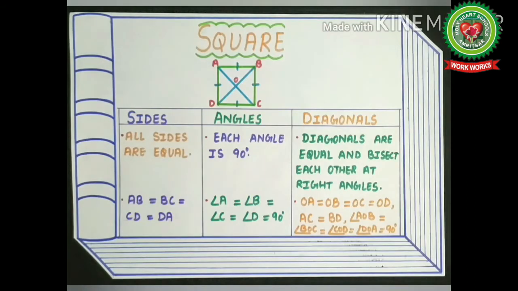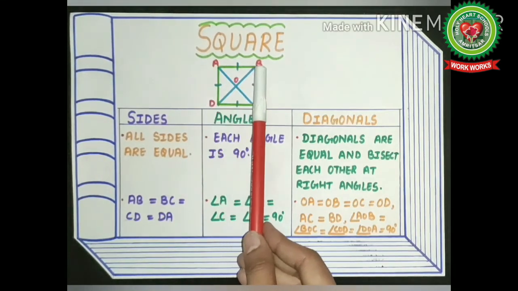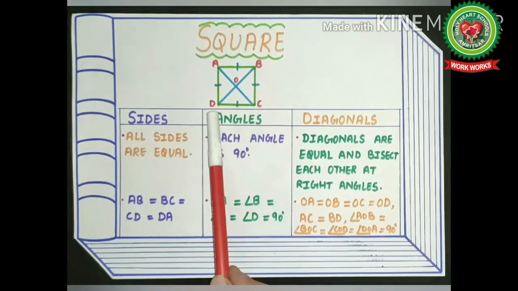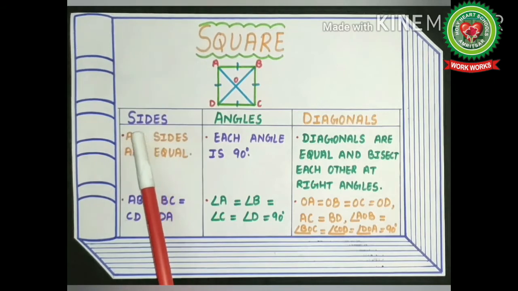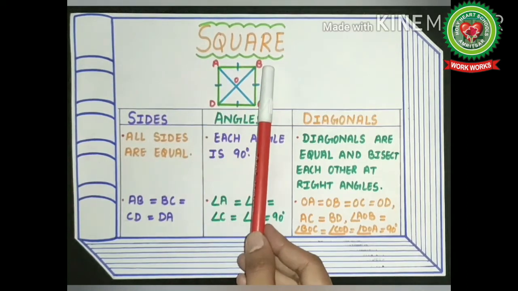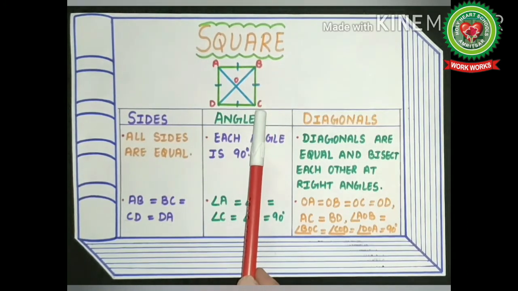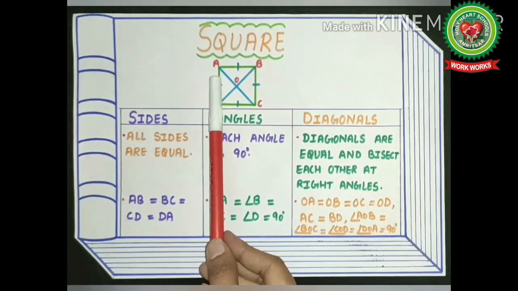Students, next we will discuss about square. Now square name is ABCD. Students, in a square all sides are equal. That means AB is equal to BC is equal to CD is equal to DA.